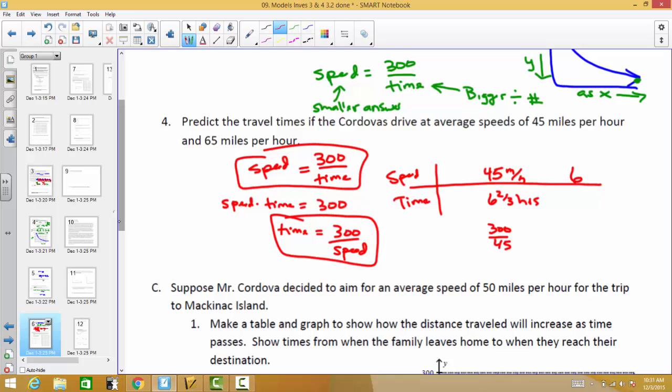And if you knew you could drive 65 miles per hour the whole time and never change that, it's an average speed, it would be 4.615, and there's a bunch more numbers.